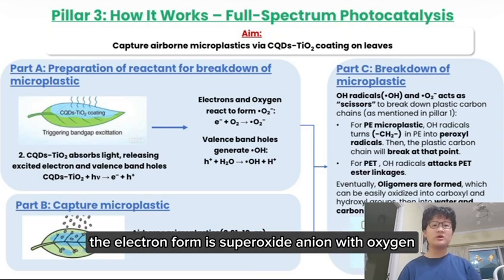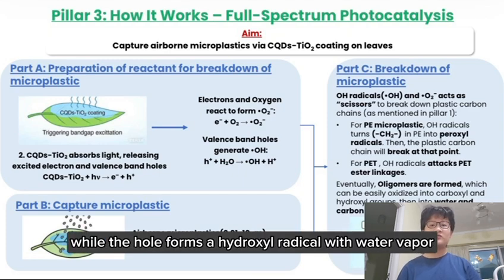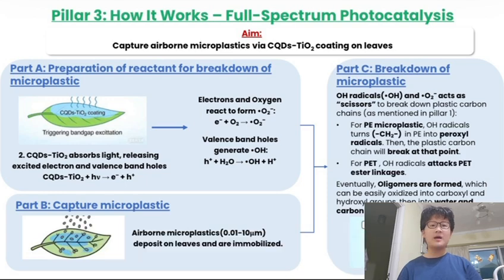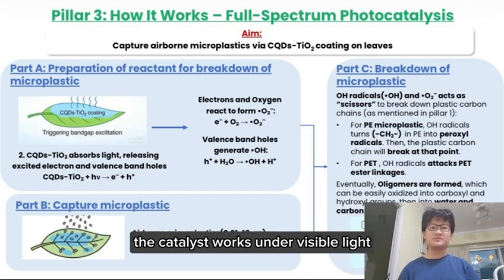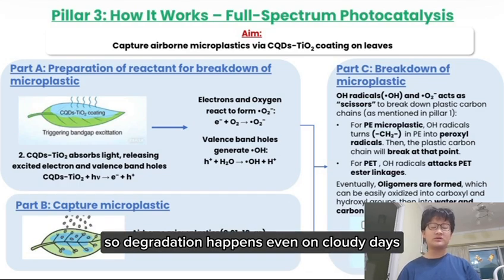The electron forms a superoxide anion with oxygen, while the hole forms a hydroxyl radical with water vapor. Both reactive species break polymer chains until complete mineralization to carbon dioxide and water occurs. The catalyst works under visible light, so degradation happens even on cloudy days.